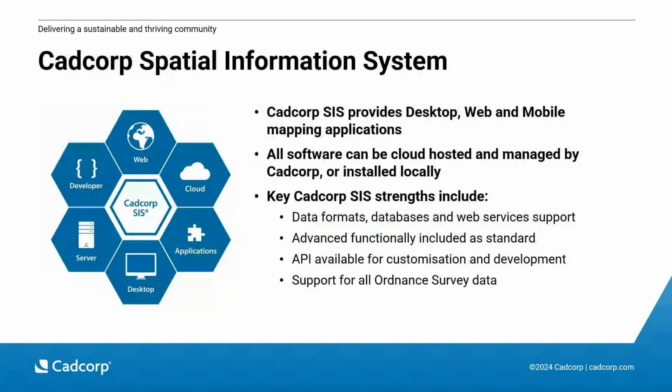This is the CADCorp Spatial Information System, or SIS, which is our product suite. On the left-hand side here, you can see our range of products and services all in one integrated system. Today, we're going to be focusing more on the top one, which is the web mapping. Some of our key strengths are also listed on the right-hand side. For example, we support over 300 data formats, including Ordnance Survey, the advanced functionality, which is all out the box, and then the customization and development.